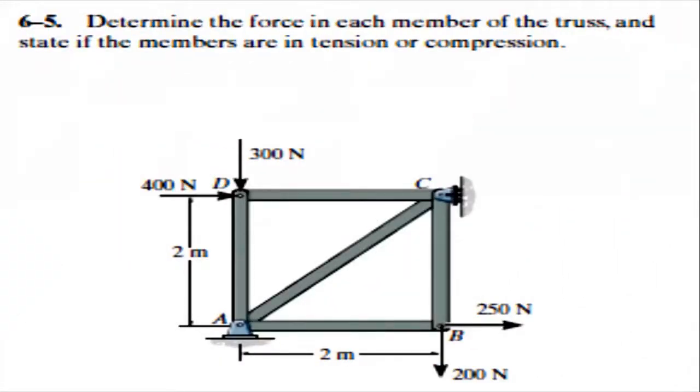Hello friends, today we are going to solve a numerical on trusses, and this is a different kind of problem because there are support reactions. One support is at joint A, another one is at joint C. So how can we solve these types of numericals of trusses? We will discuss it here, and we will find all the member forces of this truss, and also state if the members are in tension or compression.